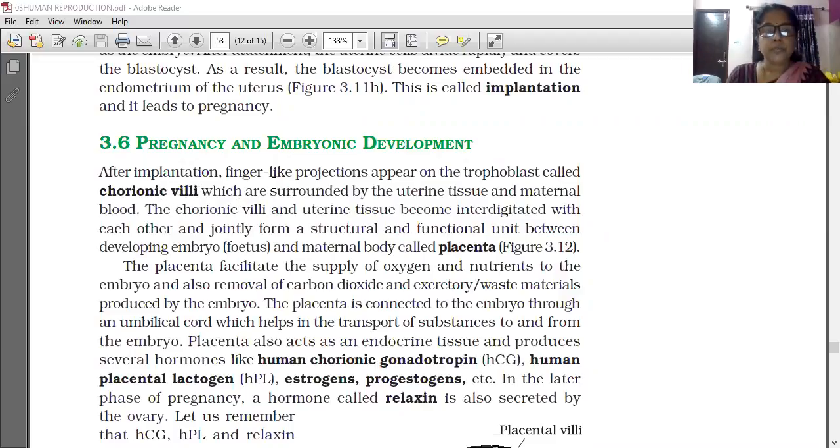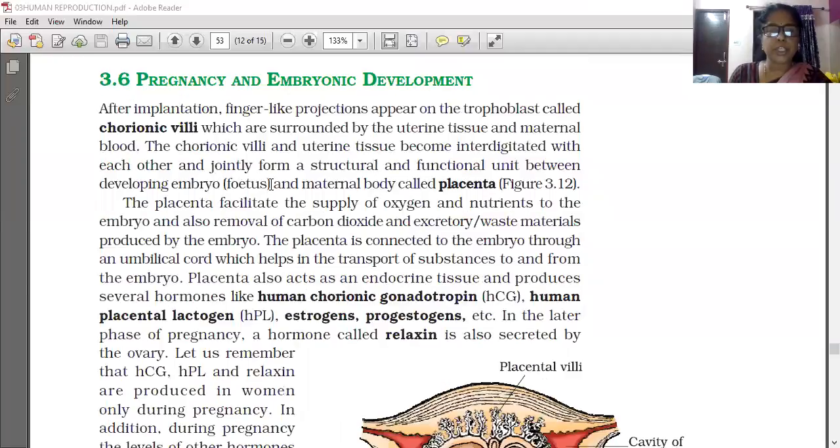After implantation, finger-like projections appear on the trophoblast, called chorionic villi. Villi means finger-like structures. These chorionic villi are surrounded by the uterine tissue and maternal blood only, the mother's blood only.